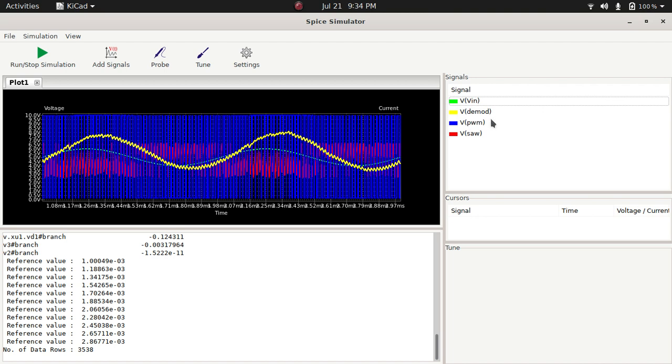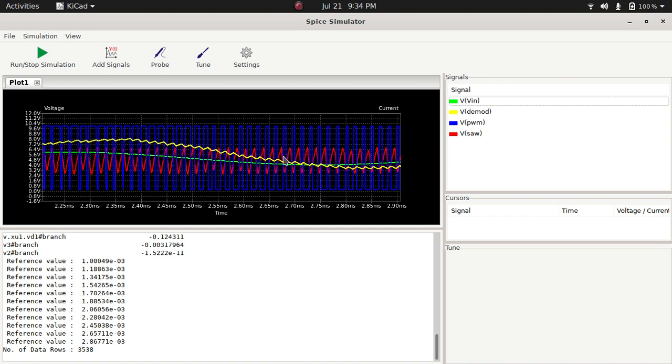And let's look at the PWM signal itself over half a cycle. Here, when the modulating input signal, the green one, is towards a higher voltage, you can see that the duty cycle is large, and as it reaches the trough, you can see that the duty cycle is very low. So effectively we are getting a constant frequency PWM.